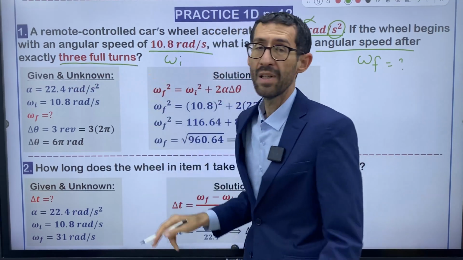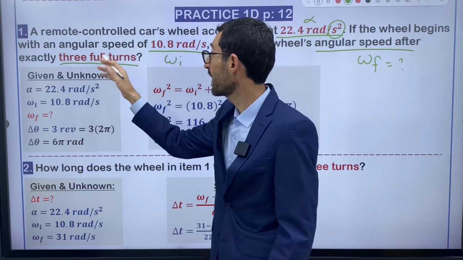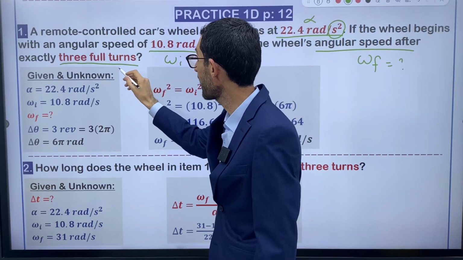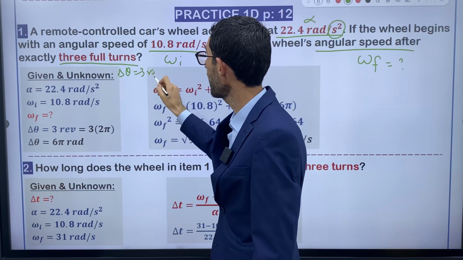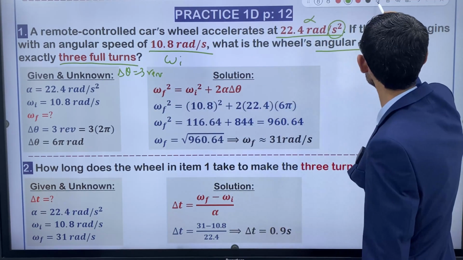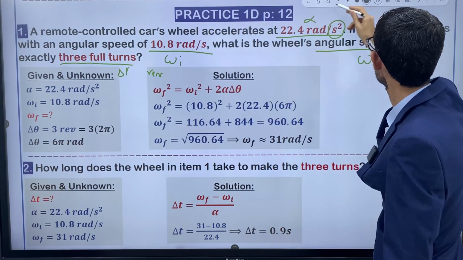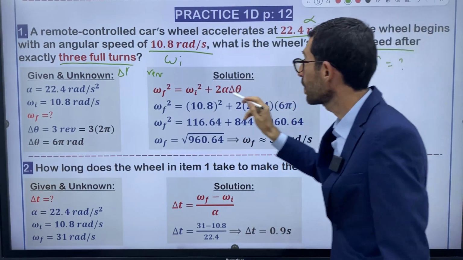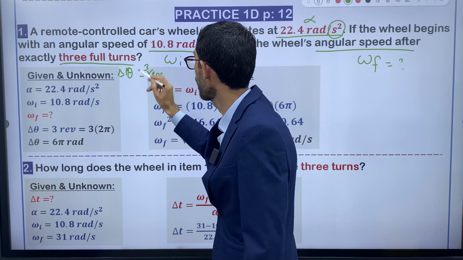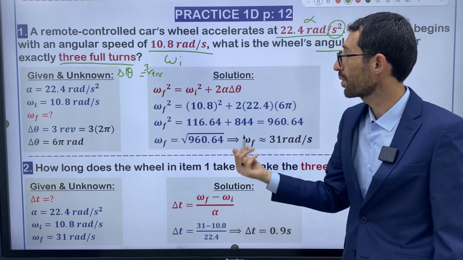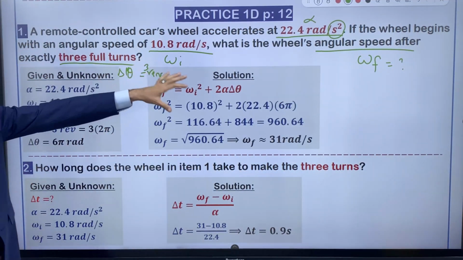I told you turn means cycle, revolution. So 3 full turns means we have delta theta, which is equal to 3 rev, 3 revolutions. Let me erase this one. So delta theta is equal to 3 revolutions. I summarized it for you. We look for omega f.